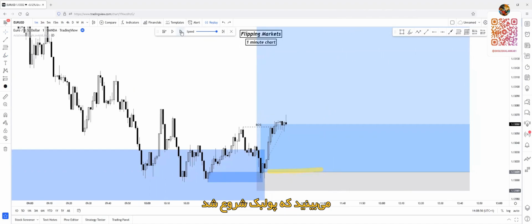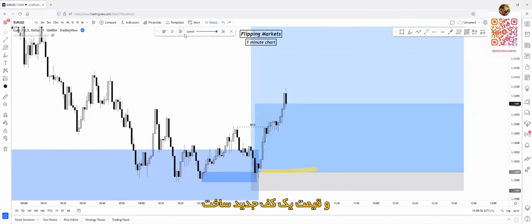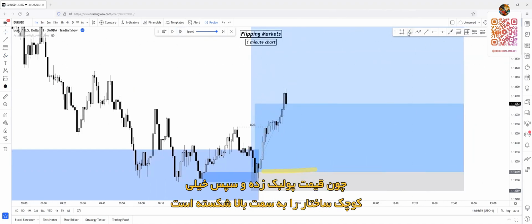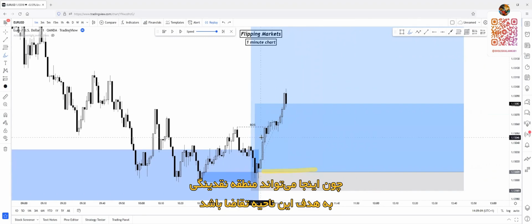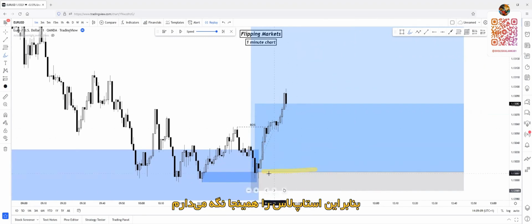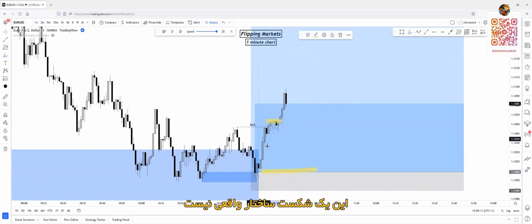So as you can see, a pullback has started, and actually price created a new low because it created a pullback and small break of structure to the upside here, but this is our new low. But in this case, I wouldn't set my stop loss below this level because this one could be liquidity for this demand zone. So I will just keep my stop loss here. This isn't a real break of structure, it's just liquidity build up. Okay, let's see what happens next.